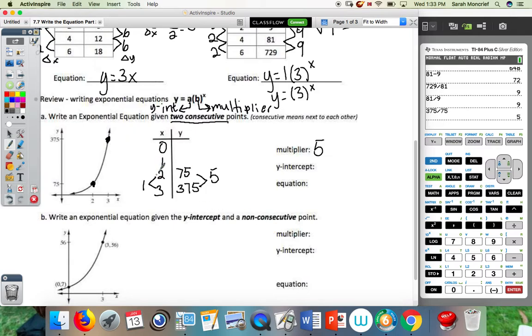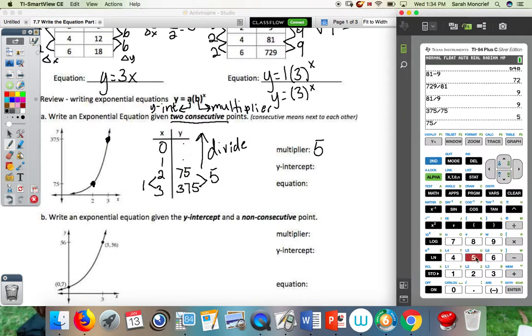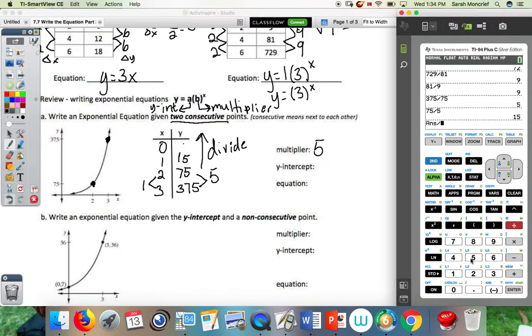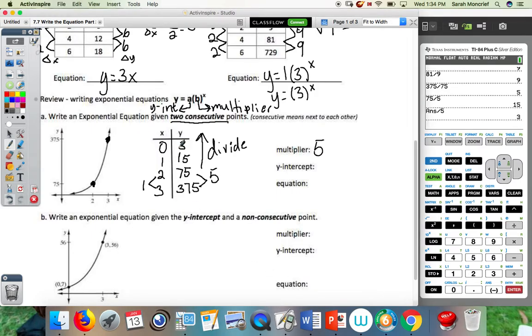Now we have to fill in the rest of this until we get to 0. So what do we do with our multiplier to work backwards? We divide by our multiplier. So what's 75 divided by 5? Well, that is 15. Are we at 0 yet? No, so we've got to divide by 5 one more time. And that'll get us 3. So what's my y-intercept here?